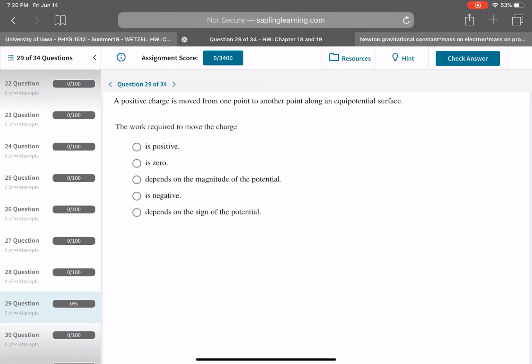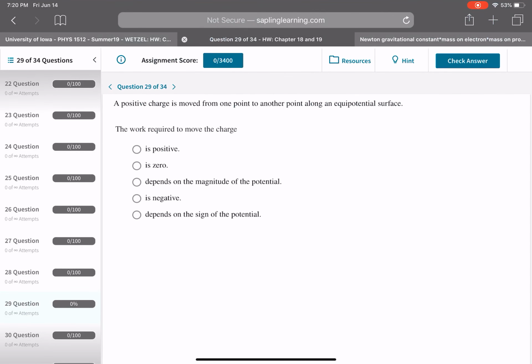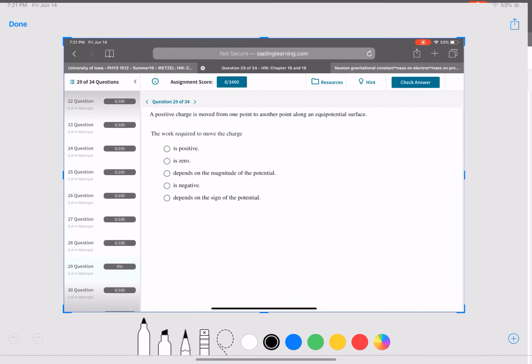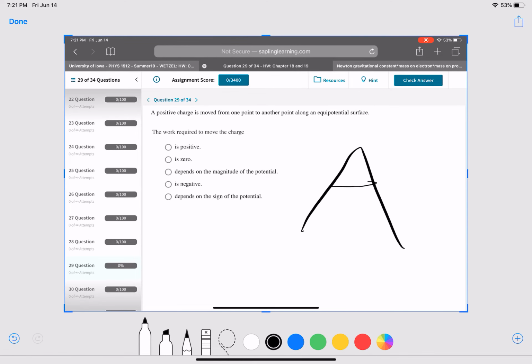Okay, 29. A positive charge is moved from one point to another along an equipotential surface. The work required to move the charge is what? So if you have a mountain, for example, and you walk around the mountain and you don't go up or down, the work you do would be mgh. But if you never change height in your gravitational field, then you're not going to do any work against gravity. Of course, you'll be sweating because you're walking around, but the gravitational field itself won't do any work because you don't have to fight gravity at all.